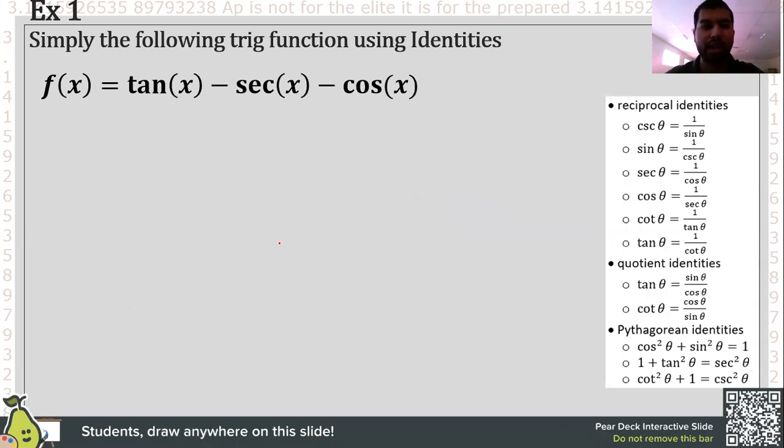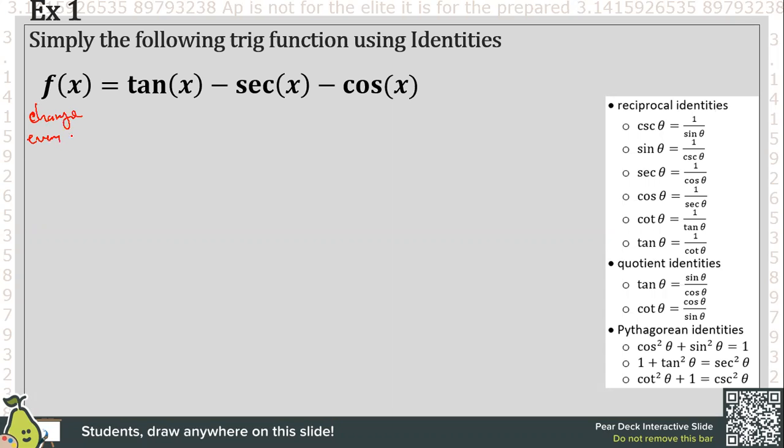Okay, so let's do some practice problems. Let me hide my panels so I can have more space. Awesome. Okay, so what I want you to do is convert everything to sines and cosines. Go ahead and pause the video right here and give it a try.